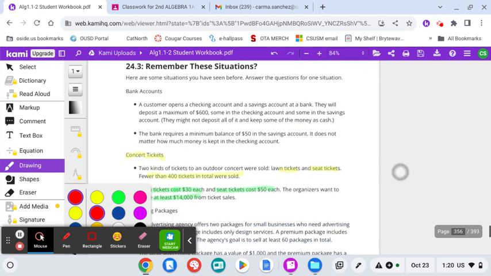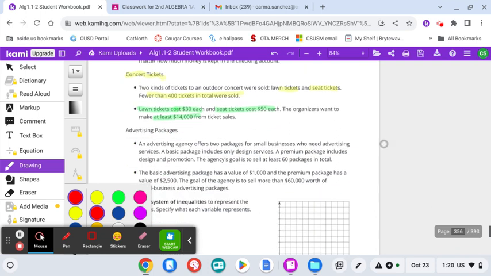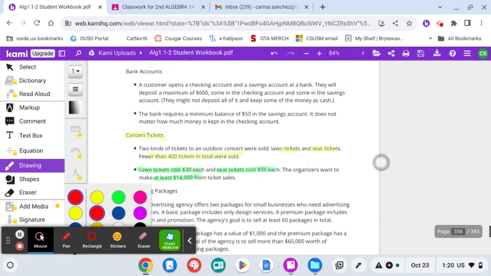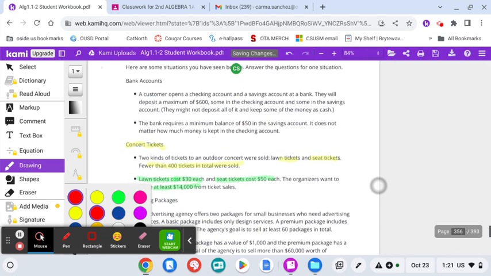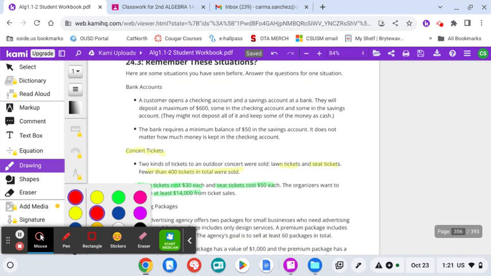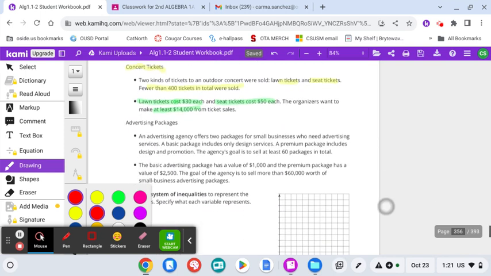Okay. Now in this next one, there were 3 scenarios given. I'm just going to do one today, but you could probably ask your teacher for the solution of the other 2 if you were interested. Let's just do the concert tickets.